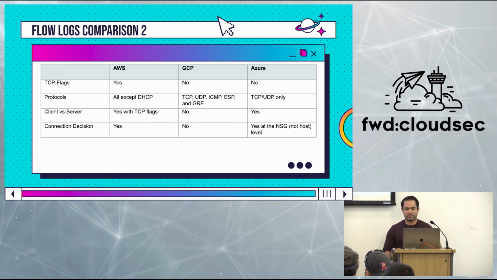What else I thought was interesting was the connection decision. GCP doesn't give you that information. So when I was trying to do some tests with port scanning and looking for denied ports, it just logs the connection. It doesn't say if it was accepted or denied. It's just like, here you go. Azure, yes, but it's at the network security group level, not the host level. So if it was blocked at a host firewall or the port wasn't open, you're not going to get that information. You're just going to get it based on the NSG deciding if it's allowed to send that to that host in the first place.